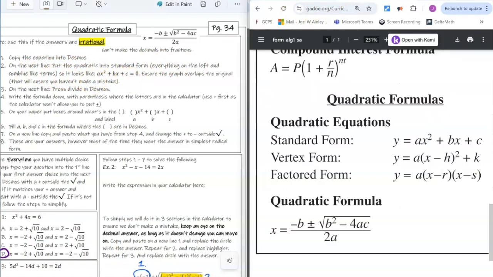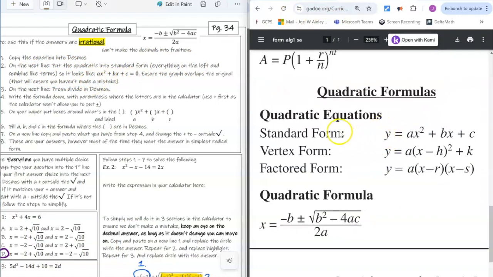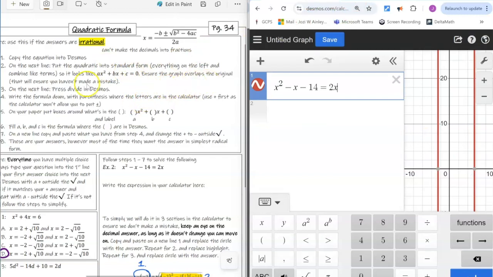Okay, so remember, if you forget what standard form is, they will tell you that on the formula sheet. So I need it to look like this and then equals 0 is what I'm doing. All right, so ensure the graph overlaps the original. That will make sure you haven't made a mistake. All right, so let's put it in standard form and combine like terms.